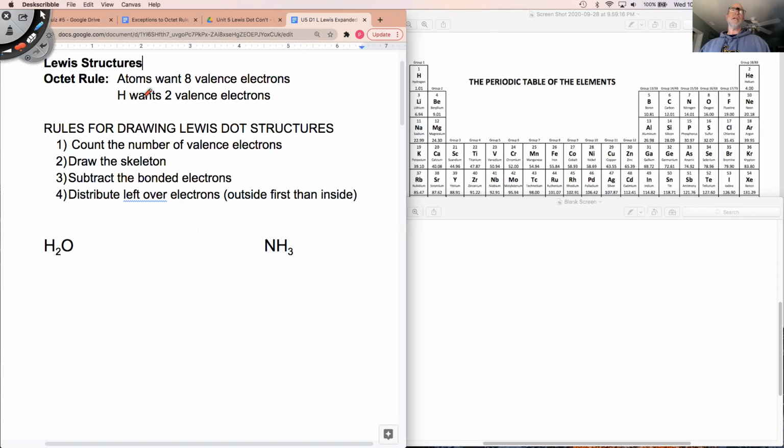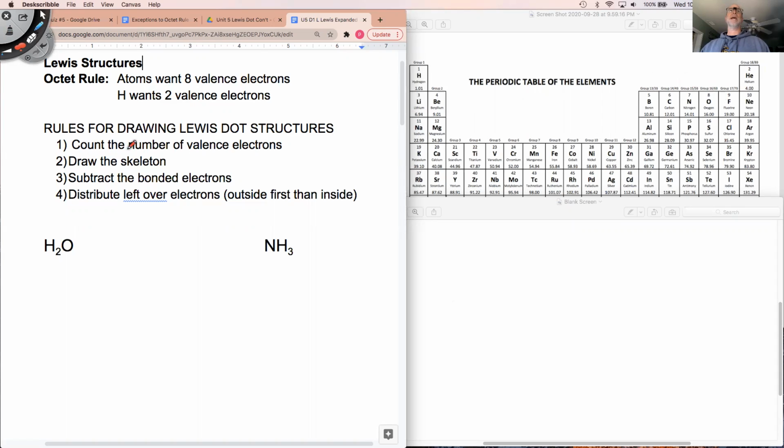So a couple of reminders. Each atom wants to have 8 valence electrons. Remember, the valence electrons go around the outside. This group here has 1, 2, 3, 4, 5, 6, 7, 8 valence electrons respectively. And with that, hydrogen only wants to have 2, whereas all the other elements want to have 8 until I tell you differently. So a couple of things you need to do.